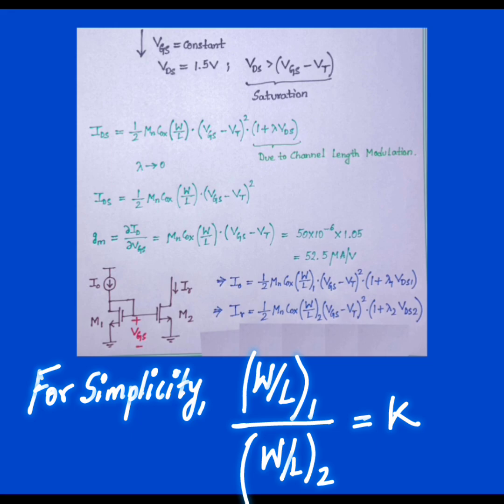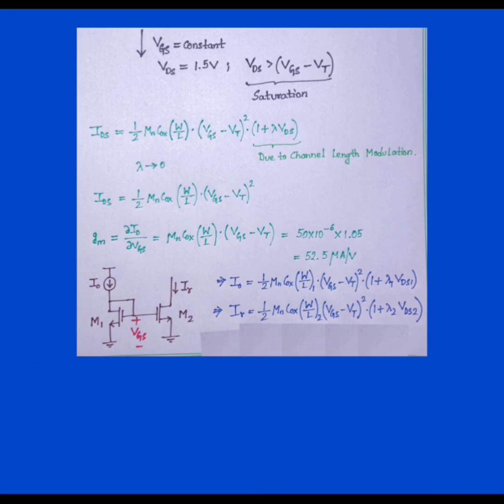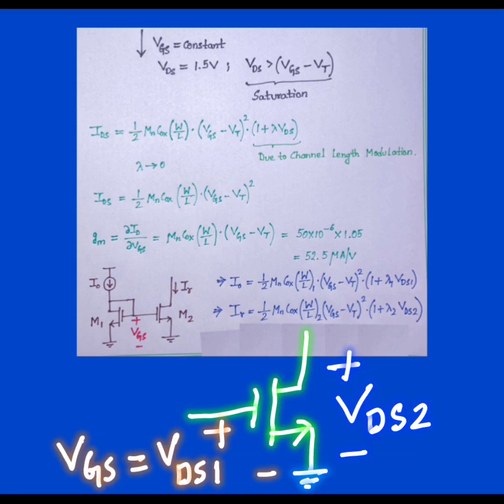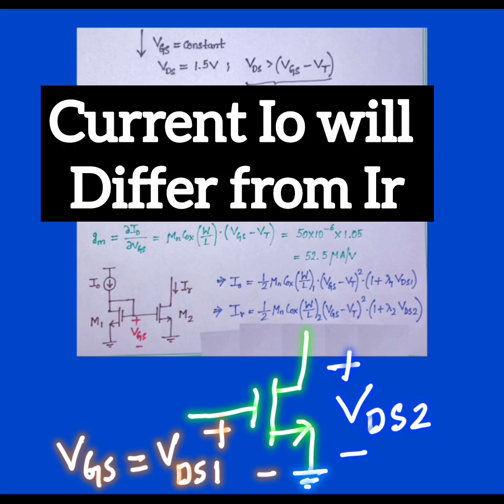Now, there is a difference between VDS1 and VDS2. How is this occurring? Transistor M1 is connected as a diode, so your VGS and VDS are the same over here, because drain and gate are connected to each other. It means that your VDS is anyhow greater than VGS minus VT, so it is in saturation. But what about transistor M2? The drain and the gate are not connected. So whatever gate to source voltage you apply, depending upon the drain to source voltage of M2, your current IR is going to flow. So your current I1 is going to deviate from IR.